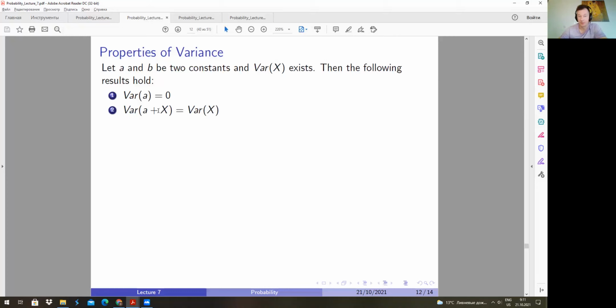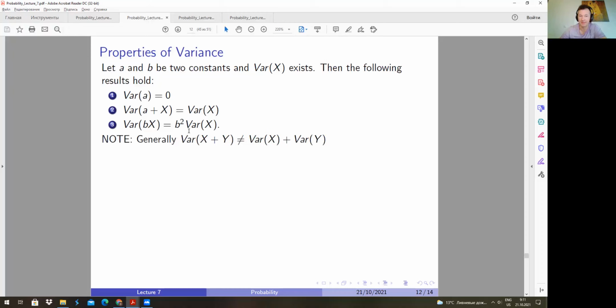Now the variance of a constant plus x is just the variance of x, the variance of the random variable, because the addition of a constant doesn't change anything with respect to the variation in the random variable. Now the variance of b times x, a constant times a random variable, is b squared times the variance of x.